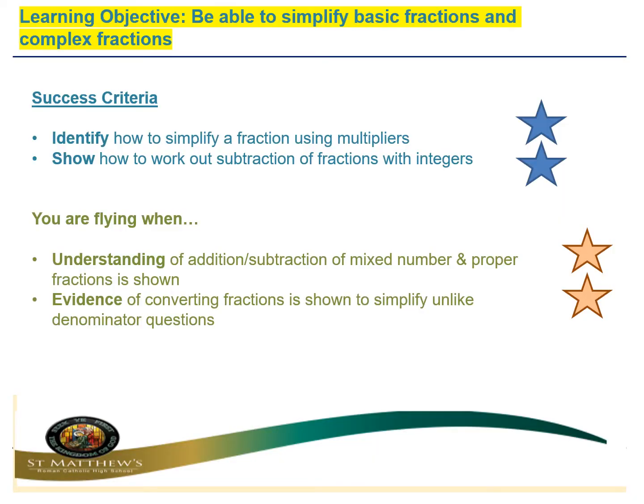Okay. So the learning objective, make sure we're writing this down nice and neat with capital letters and underlined properly with the ruler. Be able to simplify basic fractions and complex fractions. Success criteria. So we want to be looking at how to simplify a fraction using multipliers, and we talked a lot about multipliers last lesson. And then we want to show how to work out subtraction of fractions with those whole number integers.